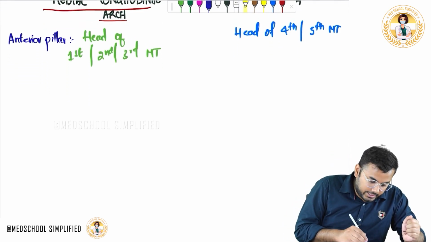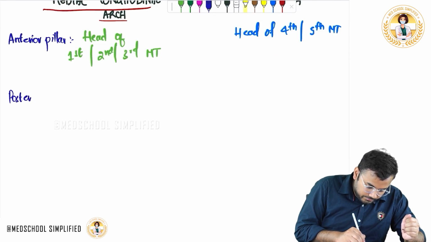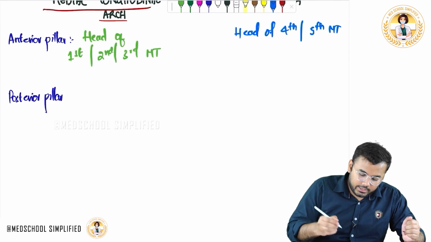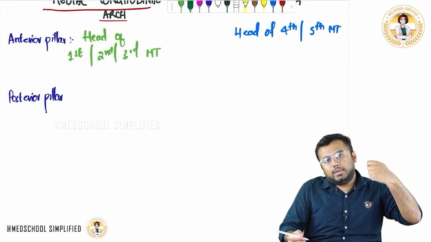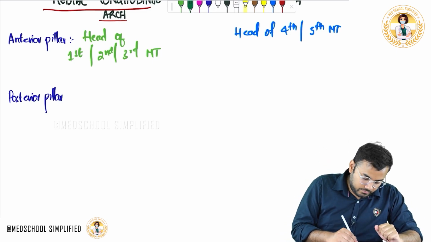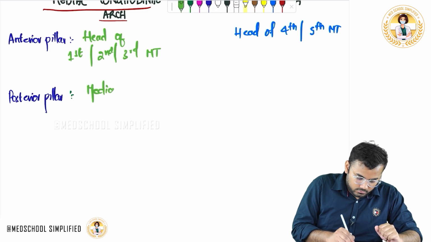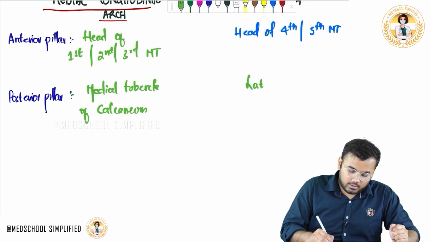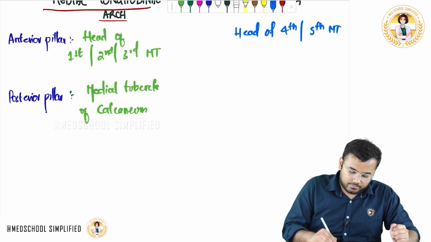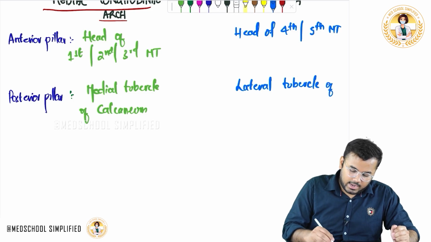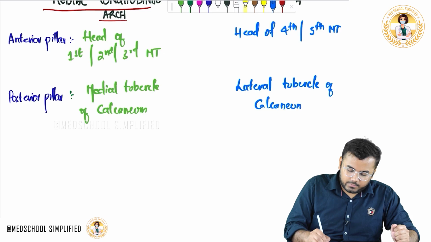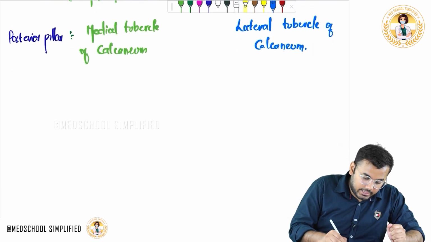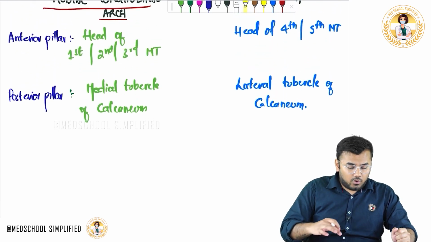Now after the anterior pillar, the next one we shall be discussing is the posterior pillar. Here the posterior pillar is formed by the medial tubercle of calcaneum, whereas here it is formed by the lateral tubercle of calcaneum.